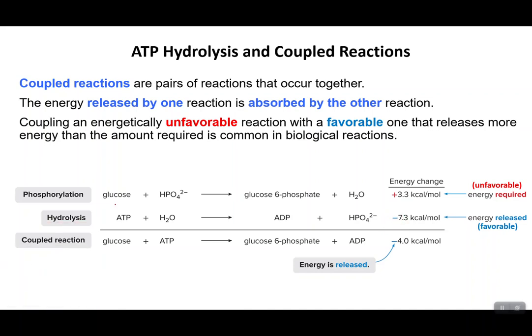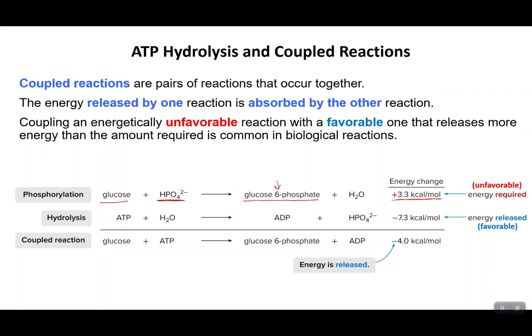So here I have glucose, and I want to add a phosphate group to it in order to make glucose 6-phosphate. This is just telling you that the phosphate group was added to carbon number 6 of glucose. Okay, so I want to add a phosphate group to glucose. This is called phosphorylating glucose. Well, this phosphorylation reaction, here the positive energy change is telling me that I need to get 3.3 kilocalories per mole of energy from somewhere.